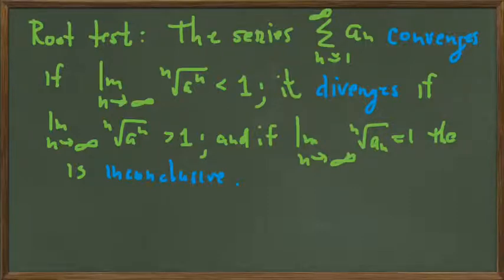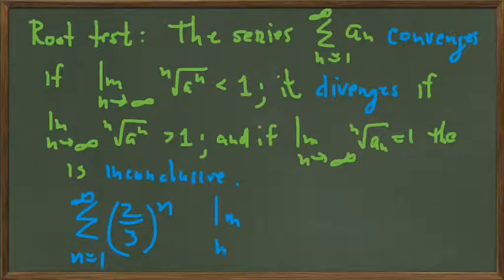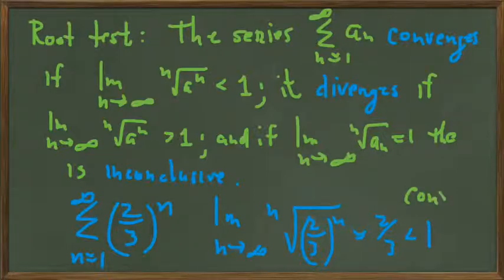So the series we had on the previous blackboard, (2/3)^n, n equals 1 to infinity. It is easy to see that the limit as n goes to infinity of the nth root of (2/3)^n is 2/3, less than 1. Therefore, the series converges. And that series actually is also called a geometric series.